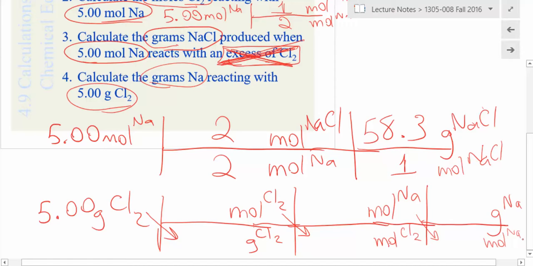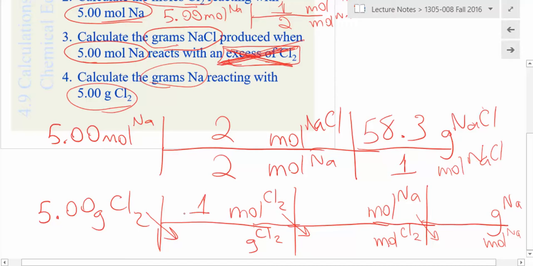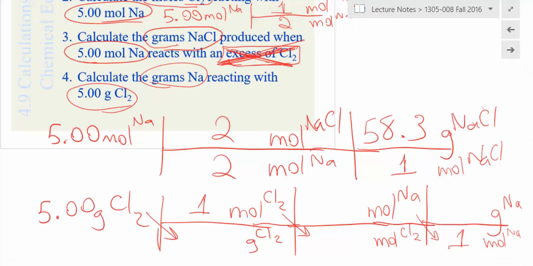Okay, now that I have everything filled out by units, now that I've done the dimensional analysis, I can easily put my numbers in. Grams of CO2, moles of CO2. What are the moles if it's with grams? 1. Grams of sodium, moles of sodium. What number do I put for moles? 1. Grams of CO2, for every 1 mole of CO2, how many grams is it?